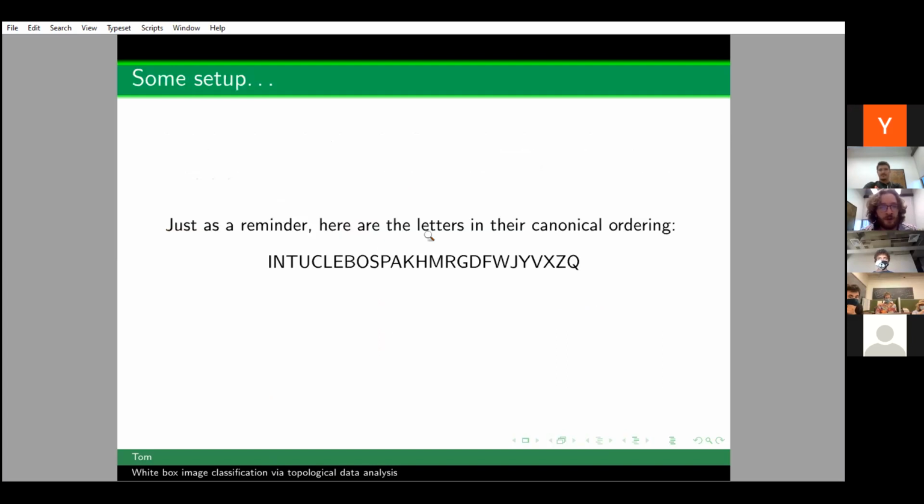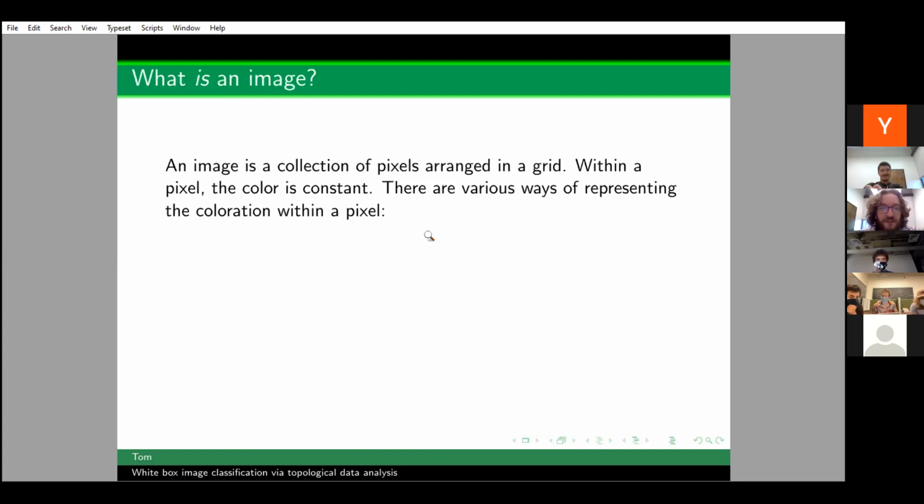Okay, so just as a reminder, there are 26 letters in the English alphabet. For simplicity, I'm going to assume they're all capitalized, and these are the pictures that we're trying to recognize. So I've just listed them all here. Oh, whoops, sorry, I forgot the order of my slides. We're going to take an image, which is supposed to be one of those 26 letters.